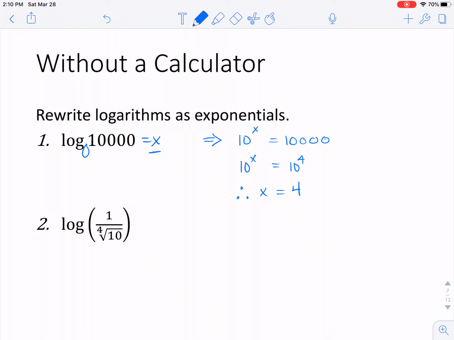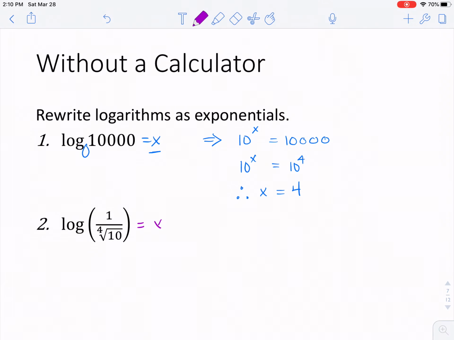Okay, and we can look at the next one. Take a pause the video, see if you can rewrite number 2 as an exponential. Okay, so hopefully you took a pause and you attempted it.